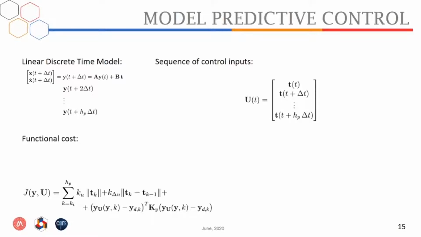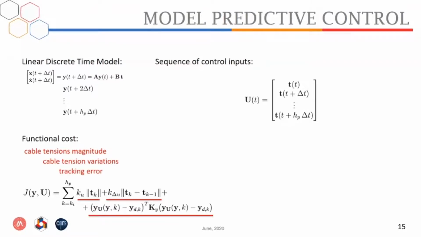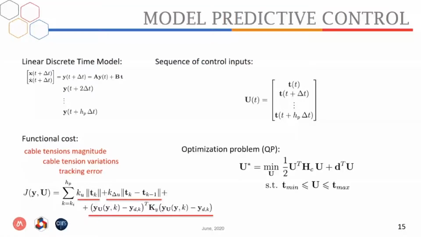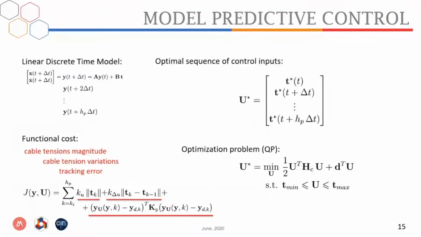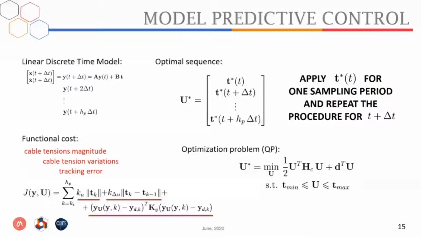In this work, we would like to minimize the magnitude of the cable tensions, the variation of cable tensions, and the tracking error. The minimization of this functional cost subject to the cable tension limit constraints is an optimal control problem that may be written as a quadratic programming optimization problem. The optimal solution is obtained using an algorithm based on the active set method, leading to the optimal control sequence. The first element of this sequence is applied during one sampling period, and the whole procedure is repeated for the next sampling time, characterizing a feedback control scheme.